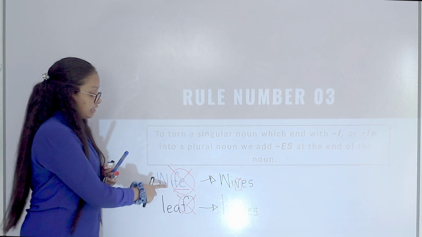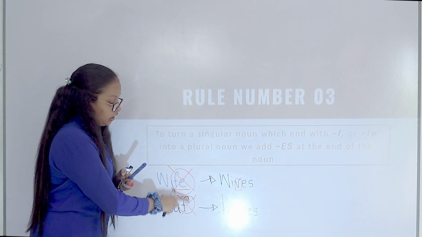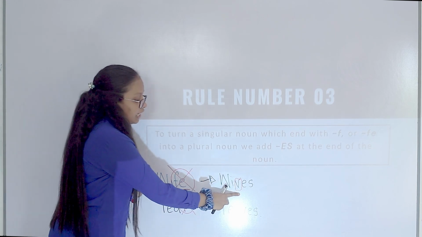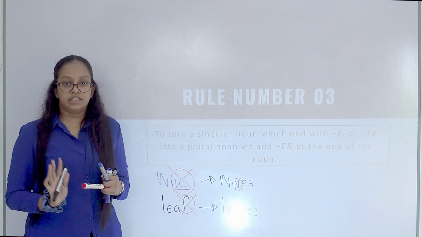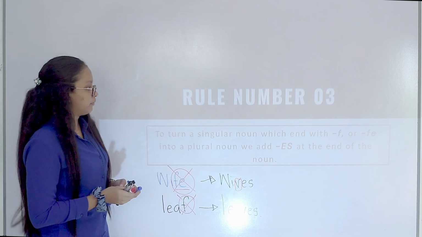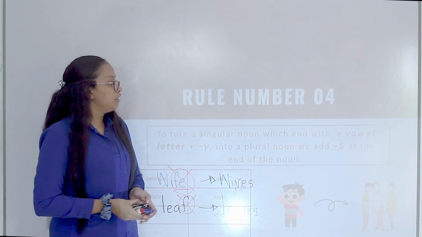If the word has an f or fe at the end, we cut out the f and we add ves at the end of the noun to make it a plural. Let's look into rule number 4.